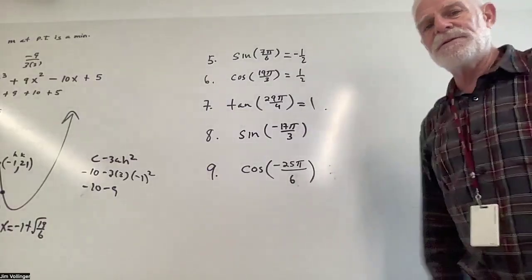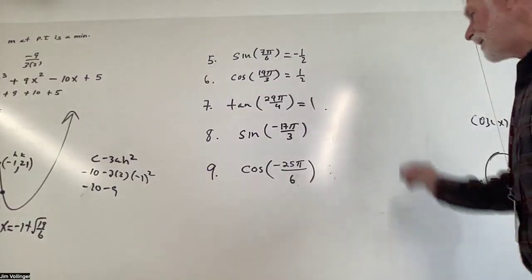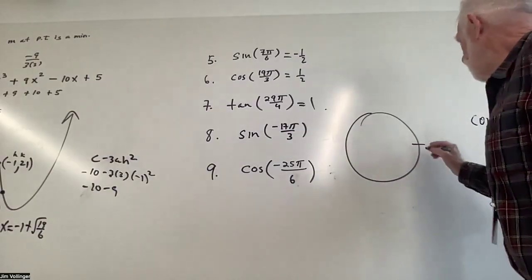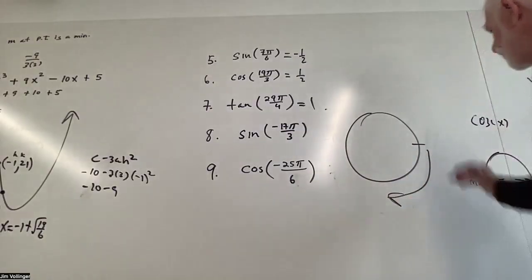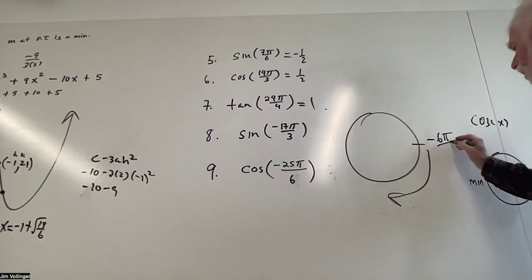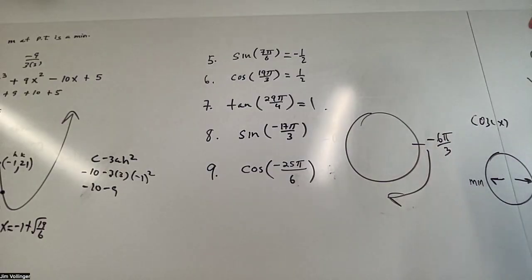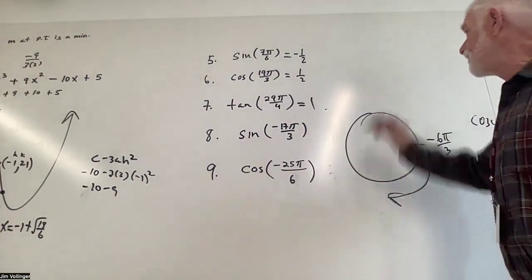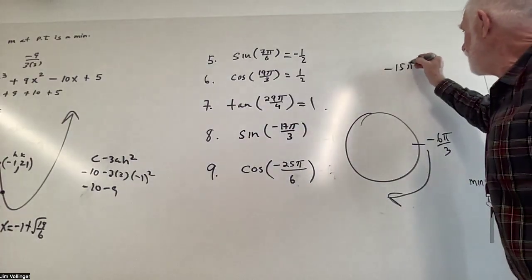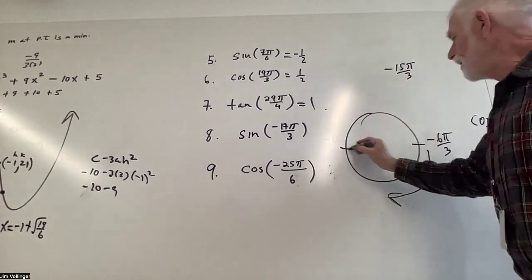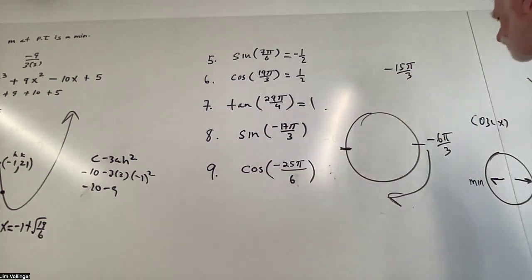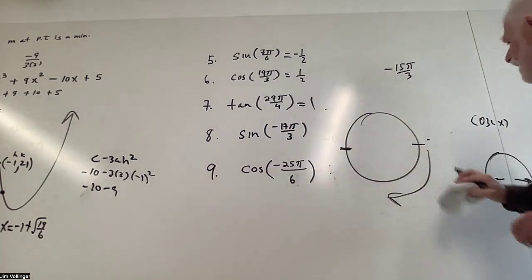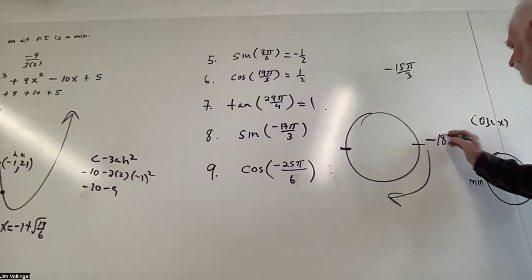Minus 17 pi over 3. Pause the video, you try it. Well, I know going this way is the negative direction, and minus 6 pi over 3 is once around. So what's the closest multiple of 3 to 17? It looks like 15. So minus 15 pi over 3 is over here. No, it's 18 pi over 3 is what I should have done. Minus 18 pi over 3 is over here.